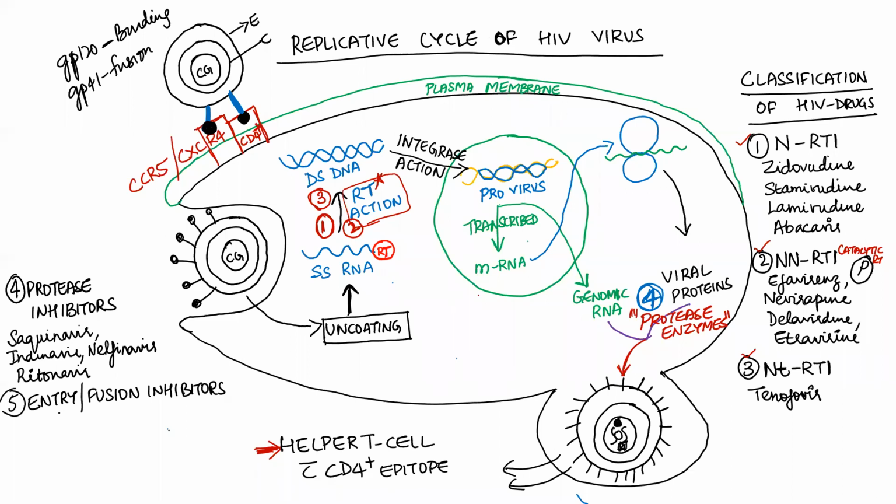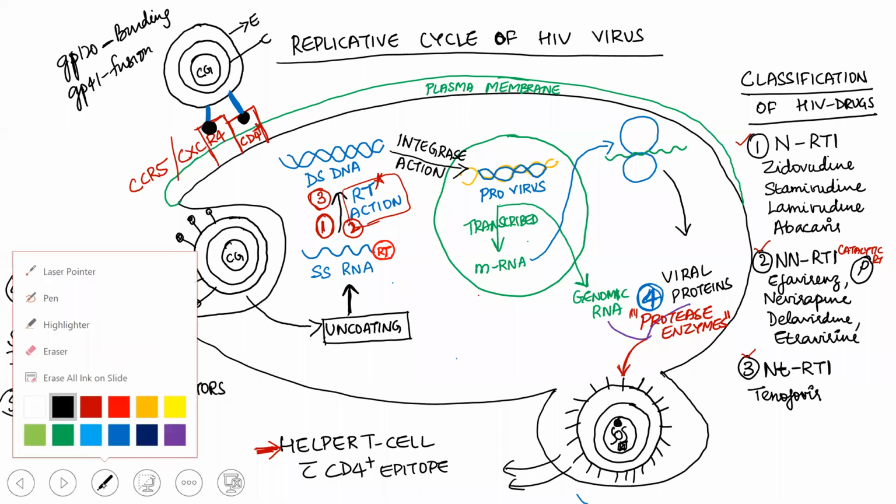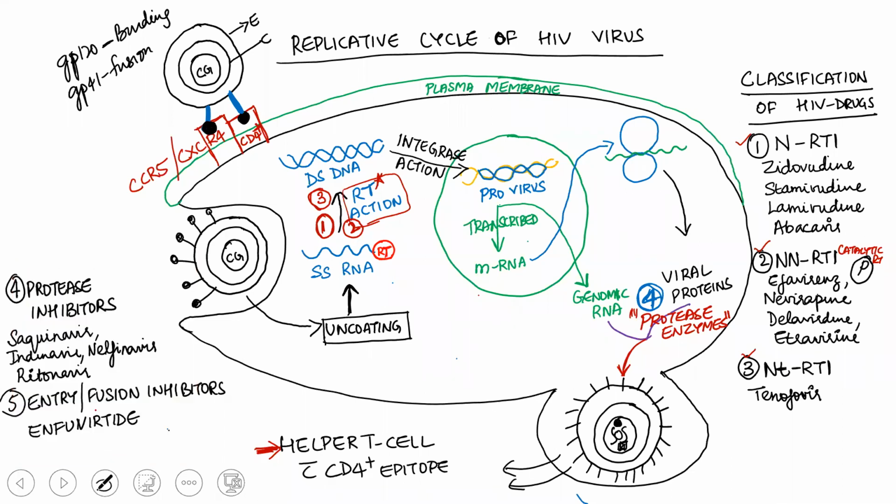So we have here drugs which are entry fusion inhibitors, and the drug that we have here is enfuvirtide. Make sure that enfuvirtide acts at the level of GP41. So this is where your number 5 drug, the entry fusion inhibitors, work.